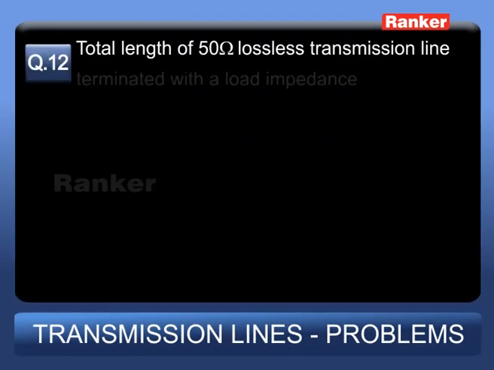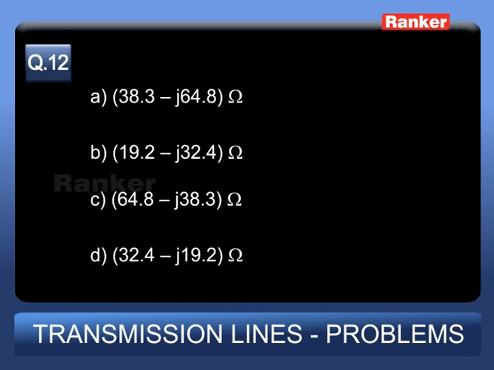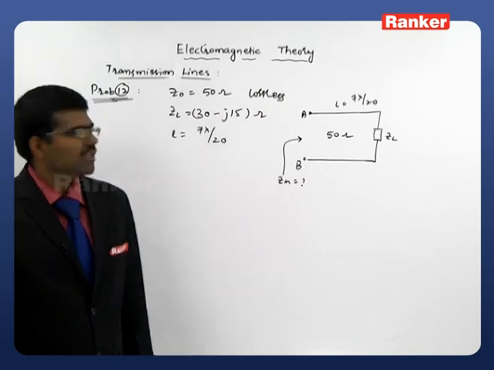The total length of a 50 ohm lossless transmission line terminated with a load impedance ZL equal to 30 plus j15 ohms is L equals 7 lambda by 20, as shown in the figure. The total input impedance across the terminals AB will be: option A, 38.3 minus j64.8 ohms; option B, 19.2 minus j32.4 ohms; option C, 64.8 minus j38.3 ohms; and option D, 32.4 minus j19.2 ohms. Observe the solution for this problem.